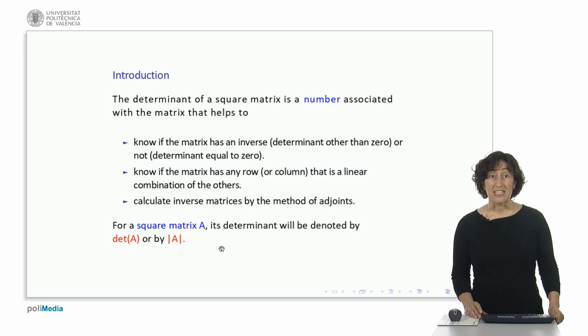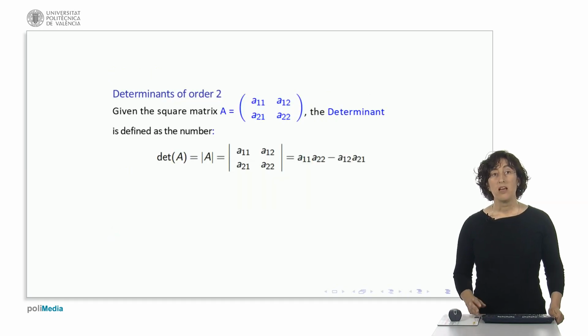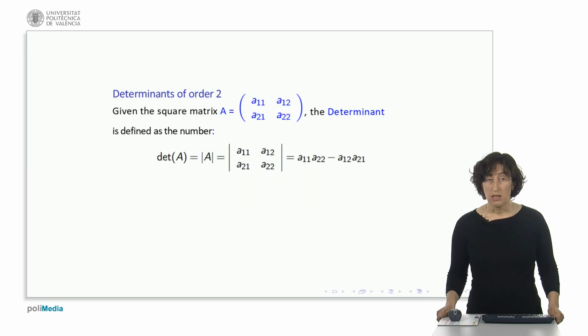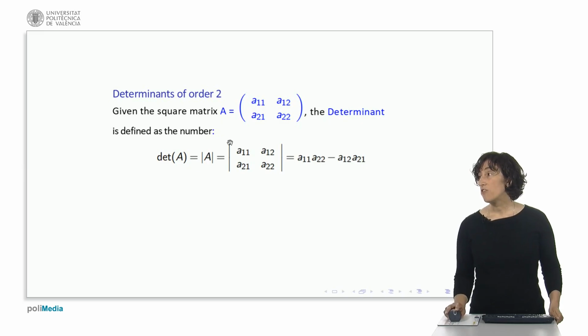We will start by defining the determinants of order 2. The simplest determinant would be order 1, a 1 times 1 matrix, but a 1 times 1 matrix is a number, so the number itself is the determinant. The next order of matrices would be the 2 times 2, 2 rows, 2 columns, and its determinant is defined as the number obtained by multiplying the elements of the main diagonal, a sub 1,1 times a sub 2,2, and subtracting the product of the elements of the secondary diagonal, a sub 1,2 times a sub 2,1.